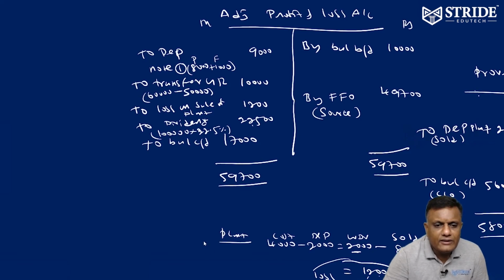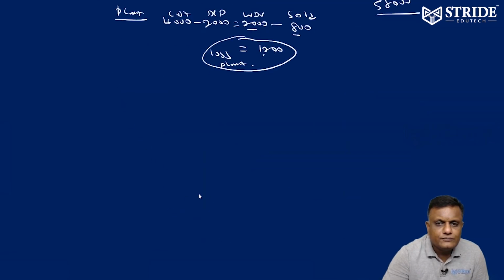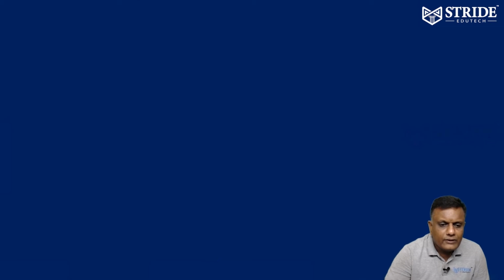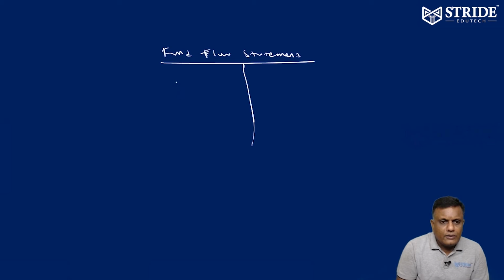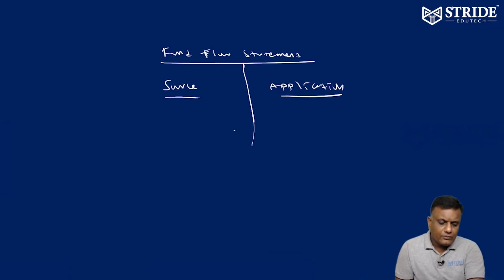Source 49,700. Right. Now you have to prepare the fund flow statement, the last stage. So the fund flow statement: it's going to have source of funds and application of funds. Under source of funds, first is funds from operations in the adjusted P&L account.